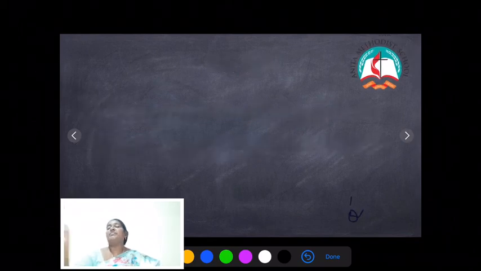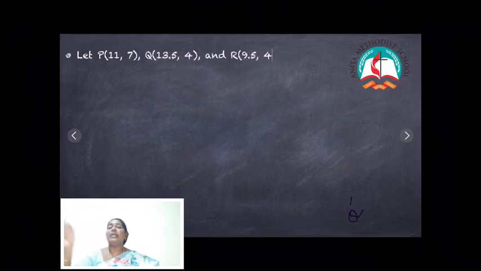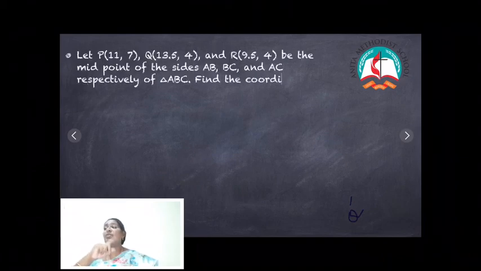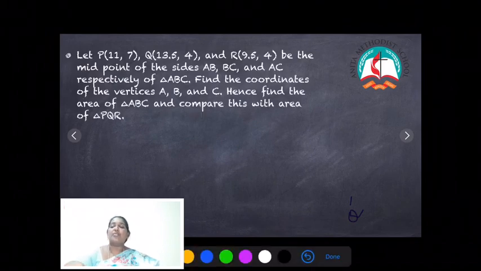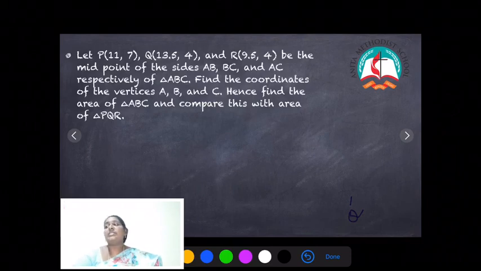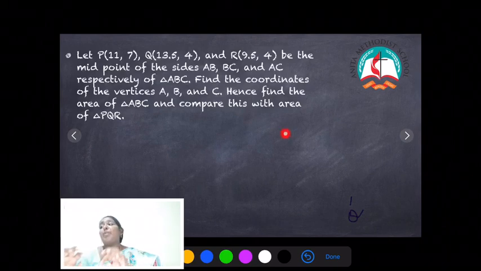Okay. Next. What is the next formula, children? Do you remember? No. Now, I will give you one problem. I will revise before that. Okay. In exercise 5.1, we have the problem. Let P be 11, 7. Q is 13.5, 4. And R is 9.5, 4. Be the midpoints of the sides AB, BC and AC respectively of triangle ABC. Find the coordinates of the vertices A, B and C.